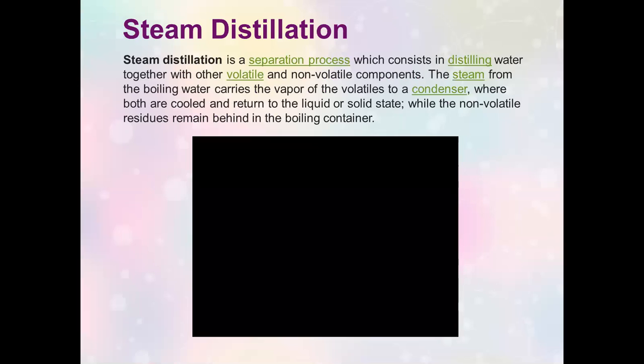The third type is the steam distillation, the one that uses steam for higher boiling components. Now, this steam distillation is a process which consists in distilling water together with other volatile or non-volatile components. So the steam from the boiling water carries the vapor of the volatiles to a condenser. So this is used when your components in the mixture have high boiling points, where both are cooled and returned to the liquid or solid state, while the non-volatile residues remain in the boiling container.